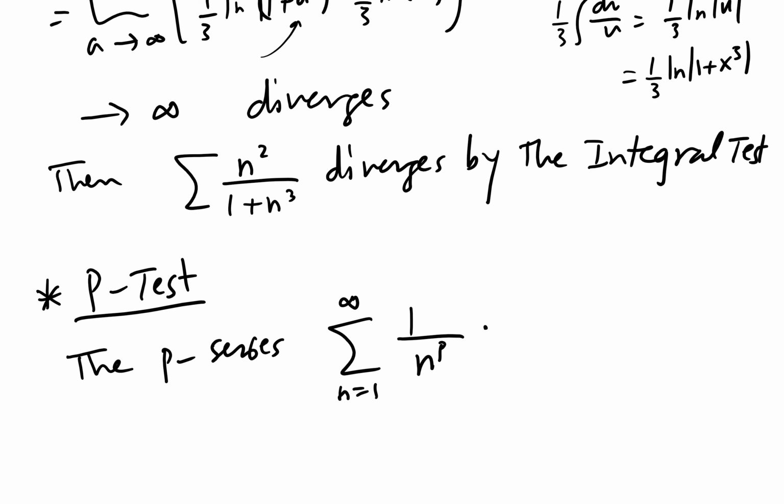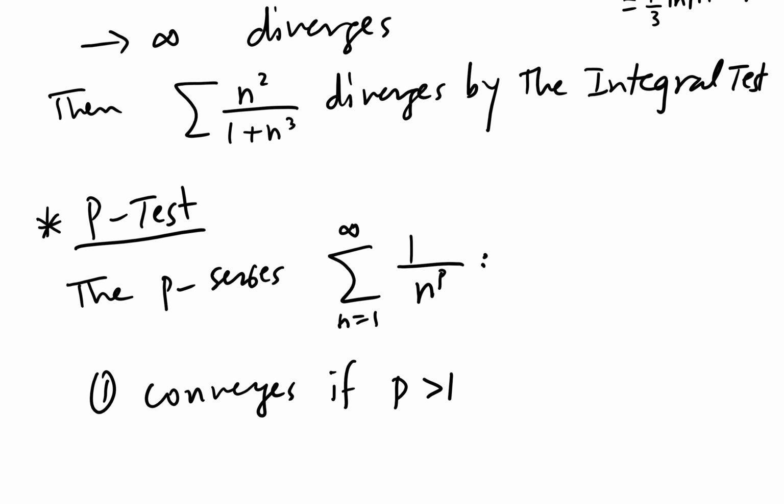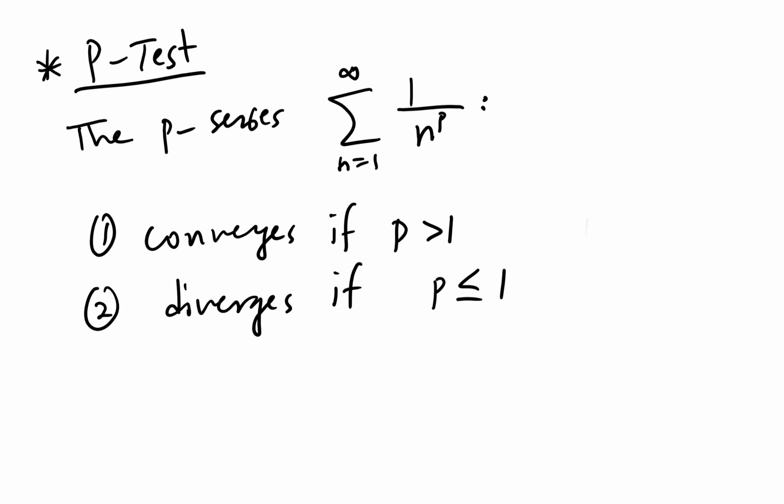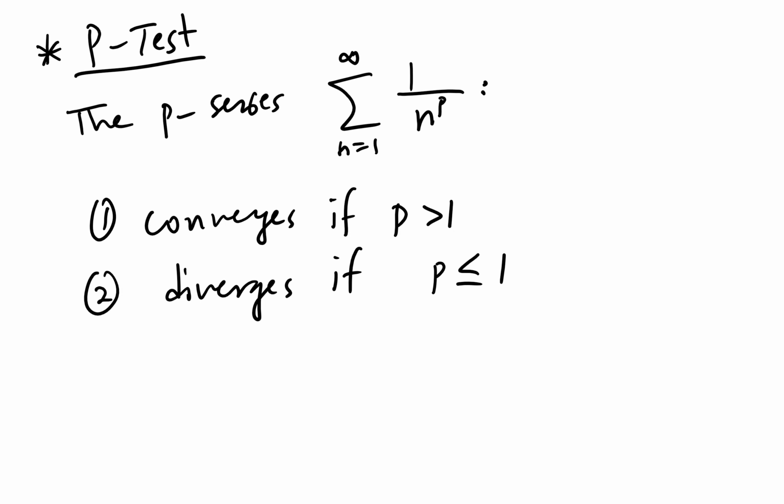So this series converges depending on the value of p. It converges if p is bigger than 1, and diverges if p is less than or equal to 1. That's the easiest test to work with.